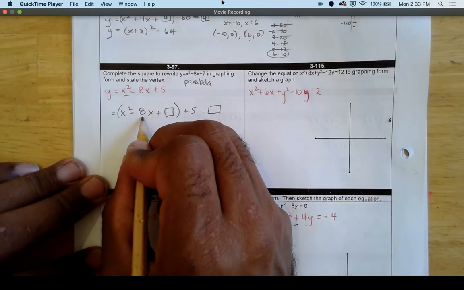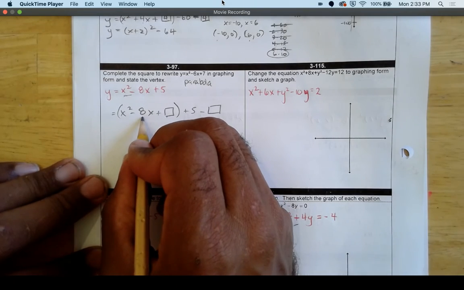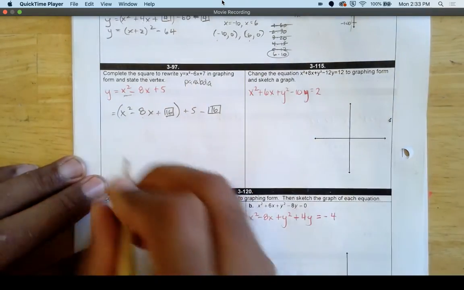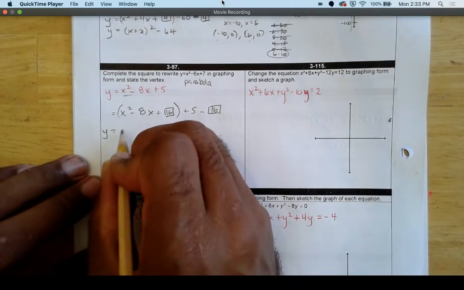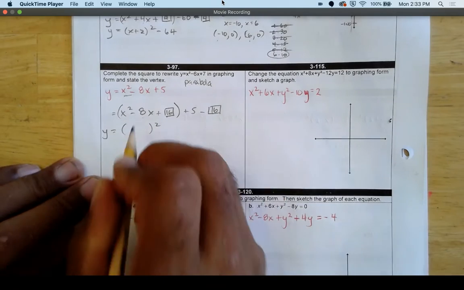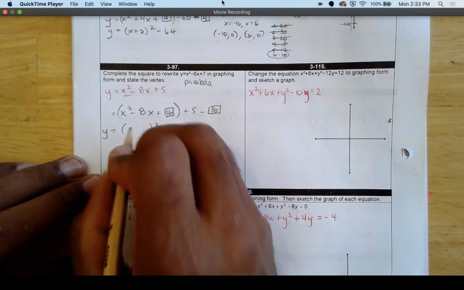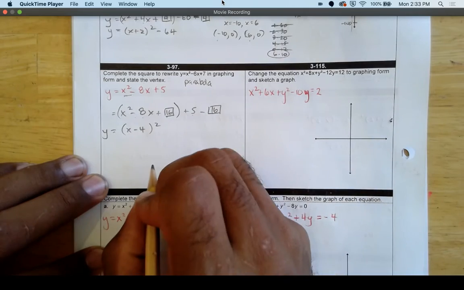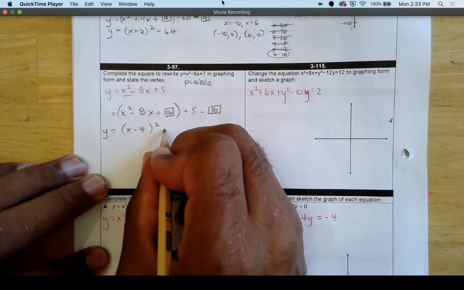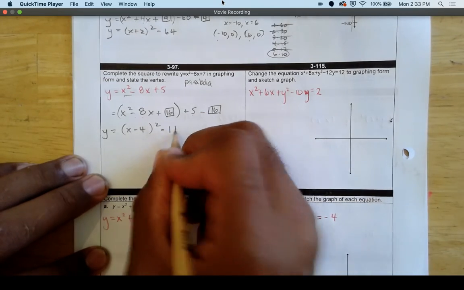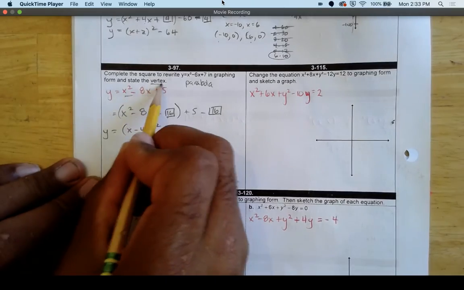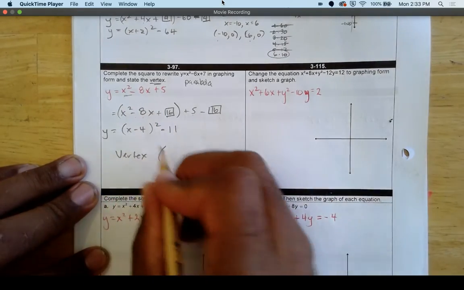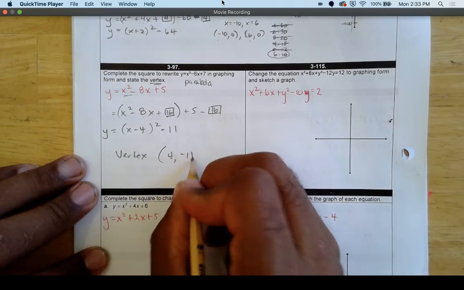Okay, so half of negative 8 is negative 4. If I square negative 4, I get positive 16. So I'm going to add 16, subtract 16. Okay, and then again, the shortcut to factoring this is just half of that. So x minus 4 squared. And then 5 minus 16, what is that, negative 11? All right, and then it says state the vertex. So my vertex is positive 4, negative 11.